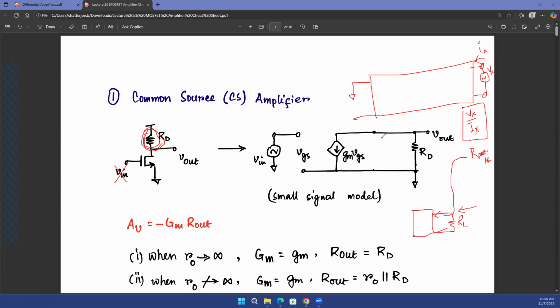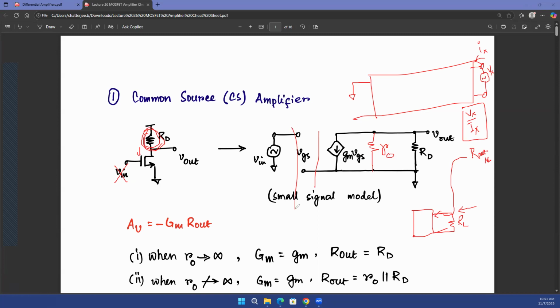And that's what we did. Looking into the MOSFET's drain terminal, you will see a resistance of RO if RO is finite. If RO is infinite, you can say that I'm ignoring RO. But you have RO looking into the drain terminal of the MOSFET. That's the no load output resistance for the MOSFET as a black box.